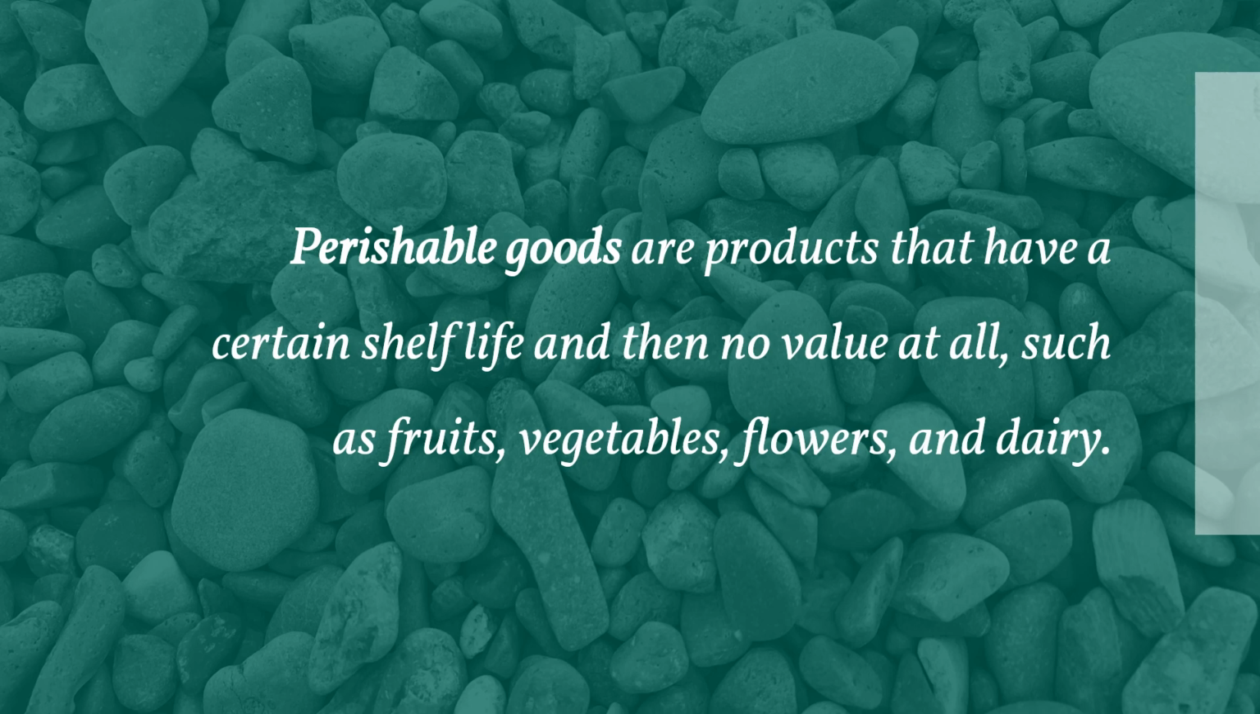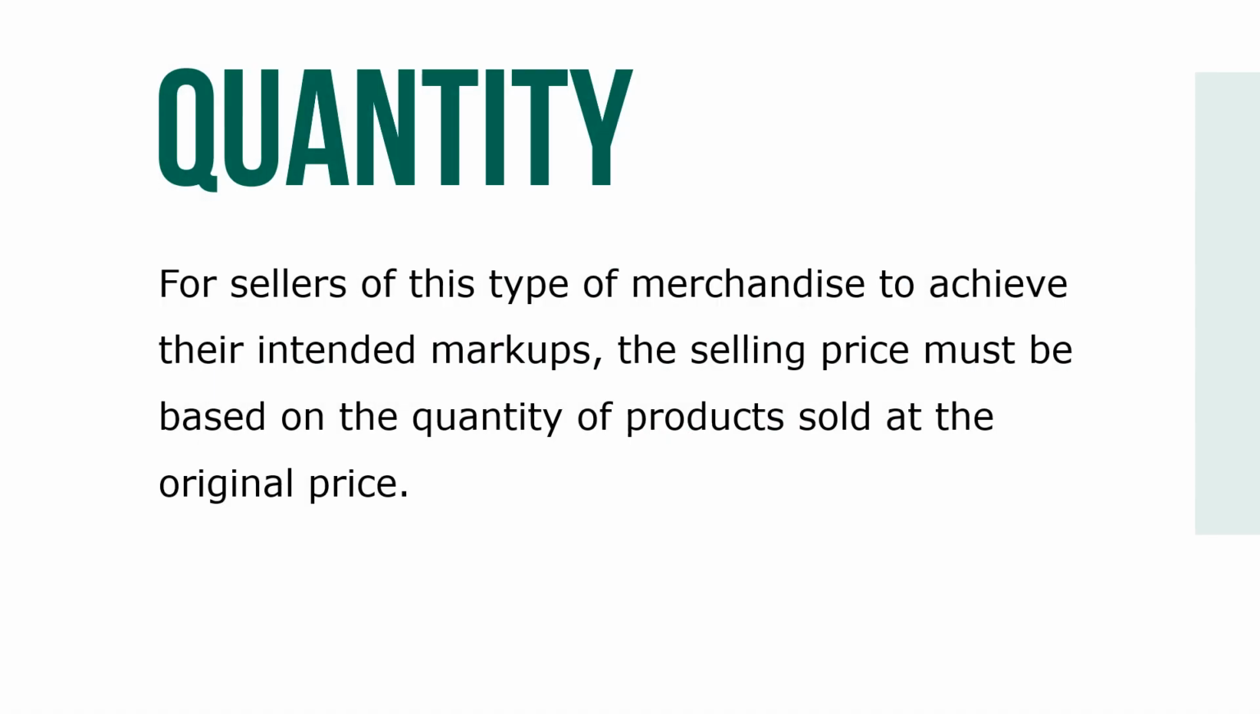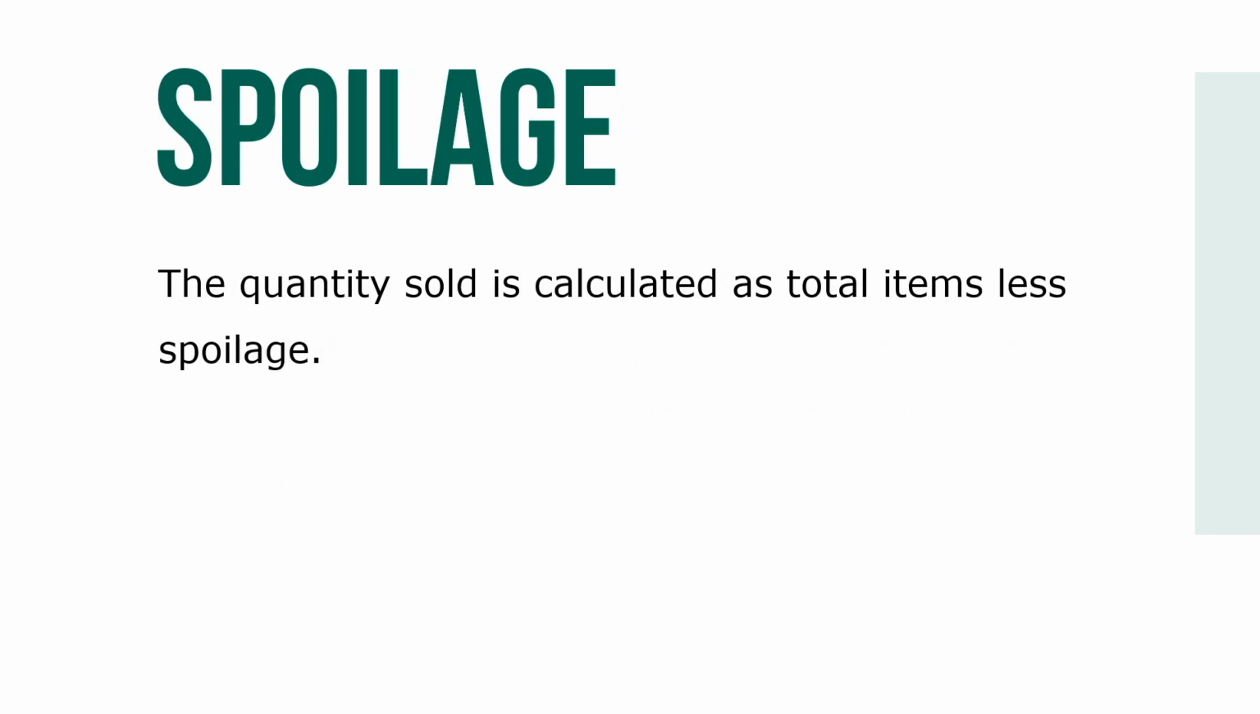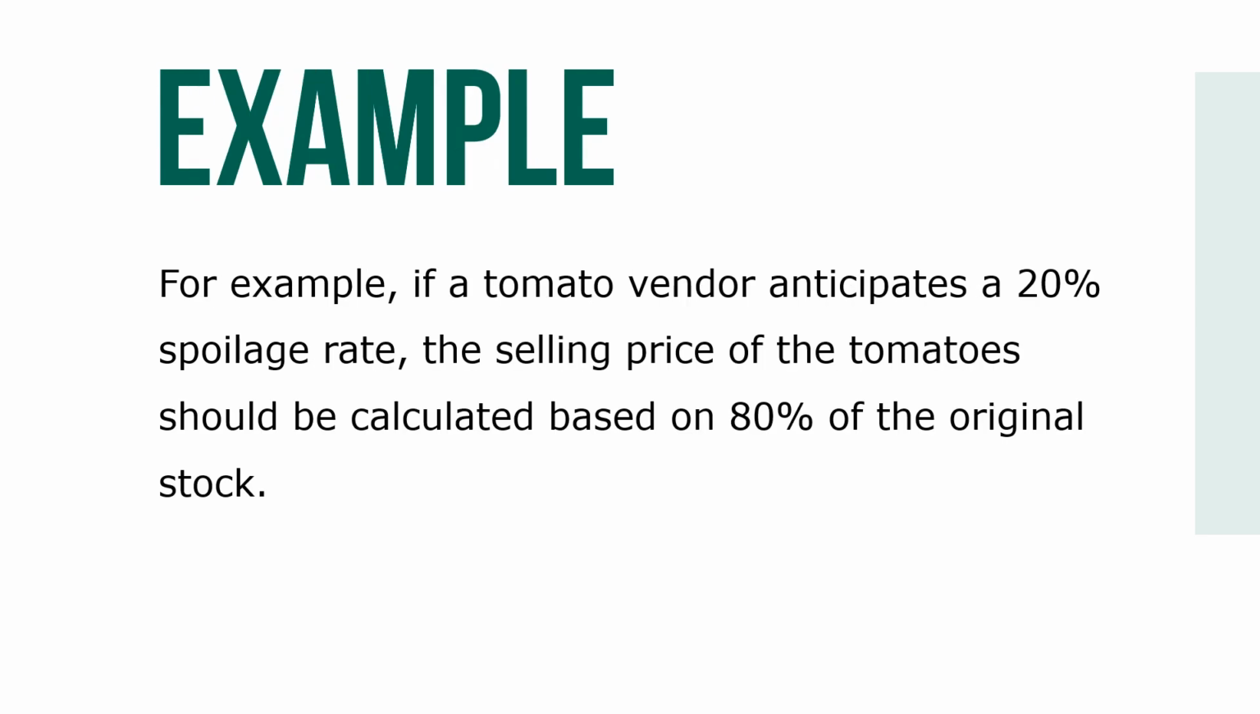Perishable goods are products that have a certain shelf life and then have no value at all, such as fruits, vegetables, flowers, and dairy. For sellers of this type of merchandise to achieve their intended markups, the selling price must be based on the quantity of products sold at the original price. The quantity sold is calculated as total items less spoilage. For example, if a tomato vendor anticipates a 20% spoilage rate, the selling price of the tomatoes should be calculated based on 80% of the original stock.